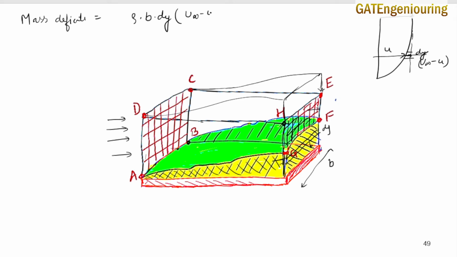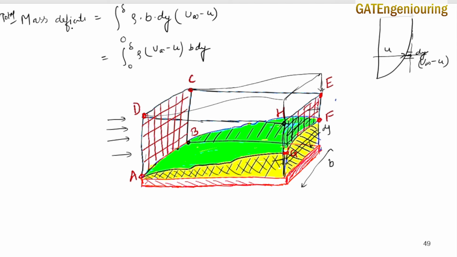so that is u infinity minus u. And if we want to find out the total mass deficit, we can just integrate it over the range of the boundary layer thickness. So this is how we get the total loss in mass flow rate in this process. Okay, so this is the expression. So this can be rewritten as the integral from 0 to delta of rho (u infinity minus u) b dy.